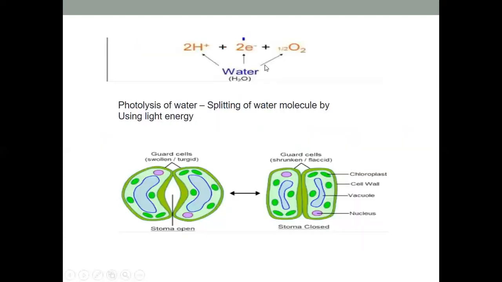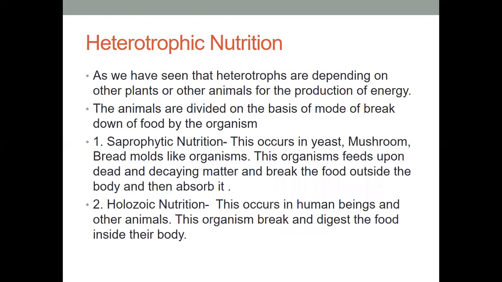So in this we have learned about the process of photosynthesis, the steps of photosynthesis, and which product is formed during photosynthesis. Moving forward, let's discuss heterotrophic nutrition. As we have seen, heterotrophs depend on other plants or other animals for the production of energy. The animals are divided on the basis of the mode of breakdown of food by the organism.